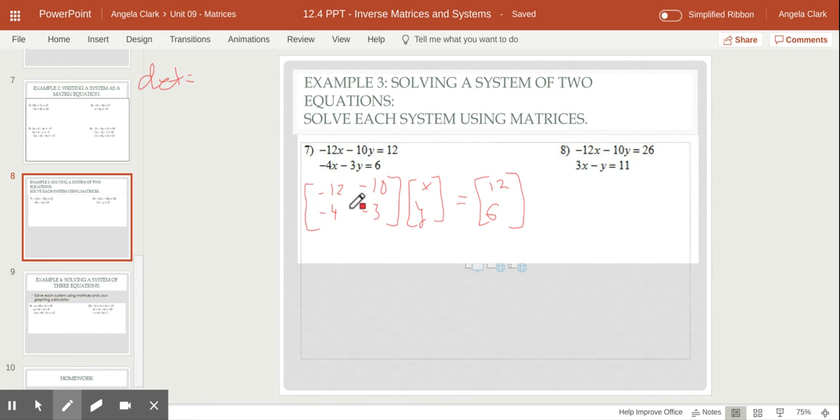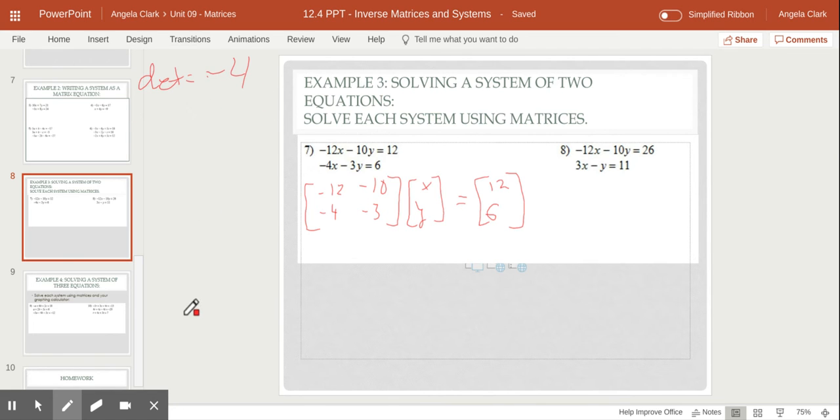Negative 12 times negative 3 minus negative 10 times negative 4. So 36 minus 40, which is negative 4. Negative 4 is going to be my determinant.